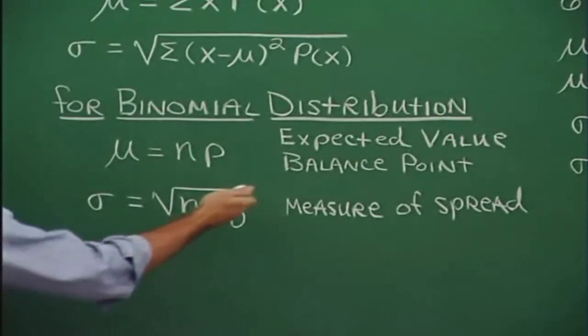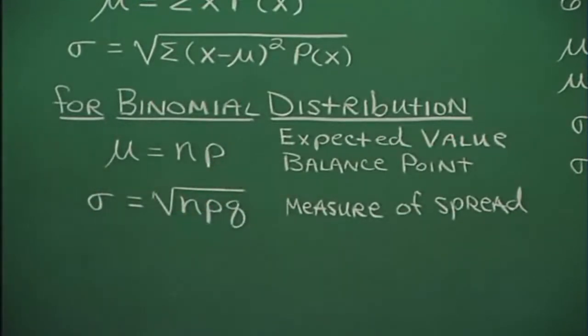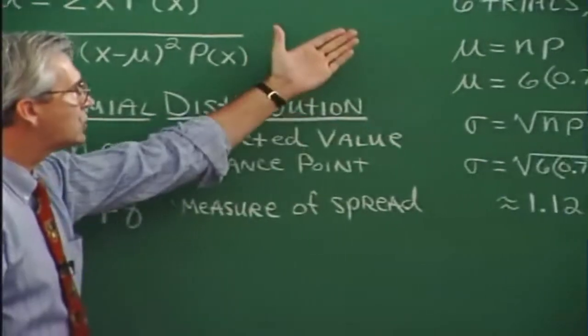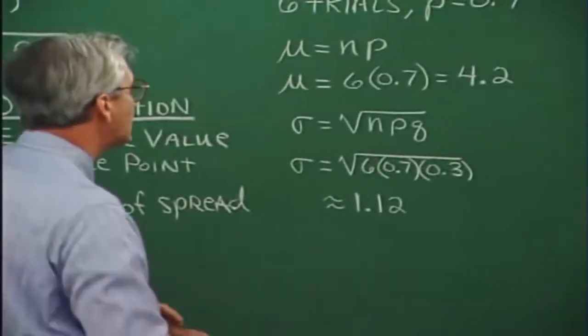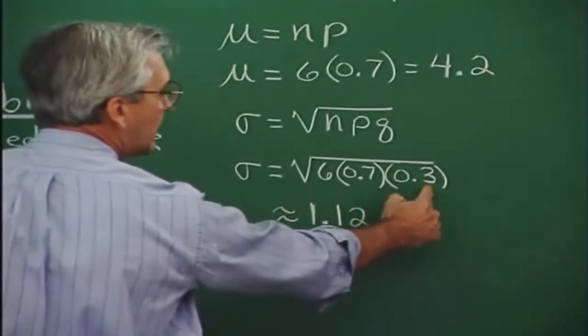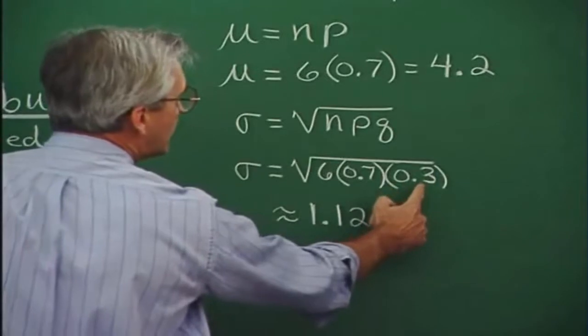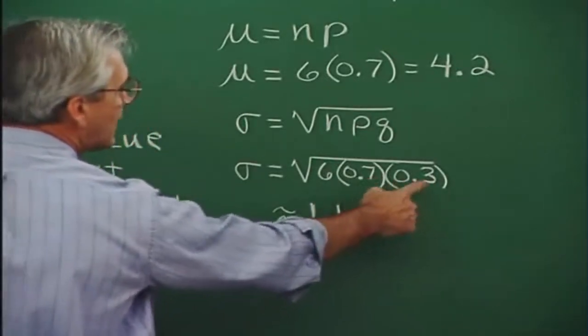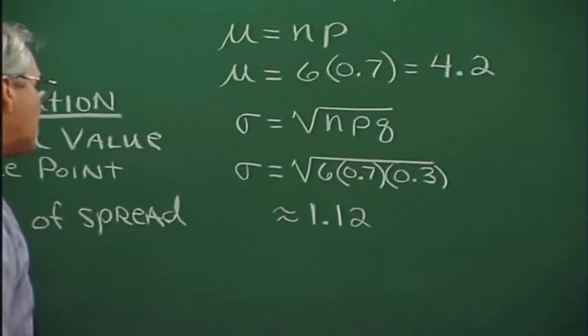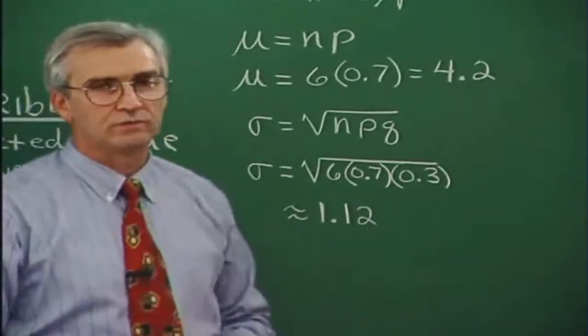And this is a measure of the spread of the information, as we know from before. And the actual calculation for 6 trials, P being 7/10 would be the square root of 6 times 7/10 times 3/10. The 3/10 is calculated as 1 minus 0.7, so 0.3. And when the smoke clears here, the standard deviation is approximately 1.12.